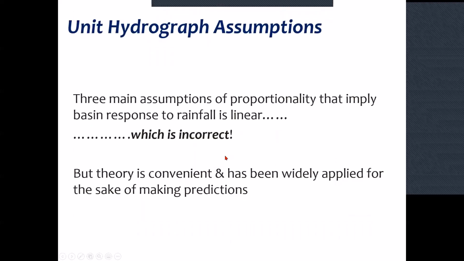Okay, so in order to perform unit hydrograph analysis, there are 3 assumptions, and they're all assumptions of proportionality, and they essentially imply that basin response to rainfall is linear. However, that's not true, and since these concepts came about in the 1950s and 60s, our understanding of hydrology has advanced so much that we know these assumptions just aren't correct. However, as is often the case in hydrology, they're convenient and they allow calculations and predictions to be made quite easily. And so therefore, that's why they have been popular.